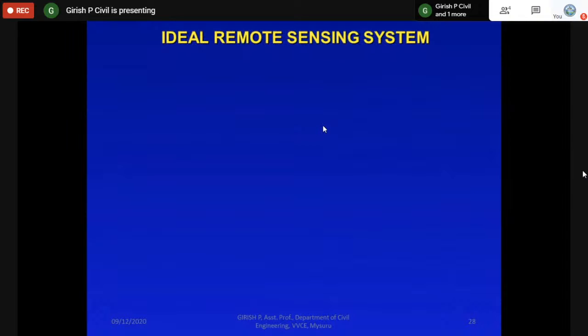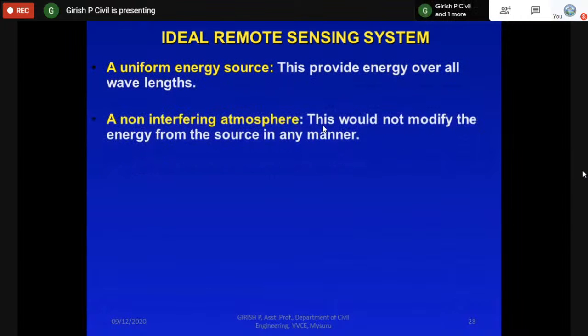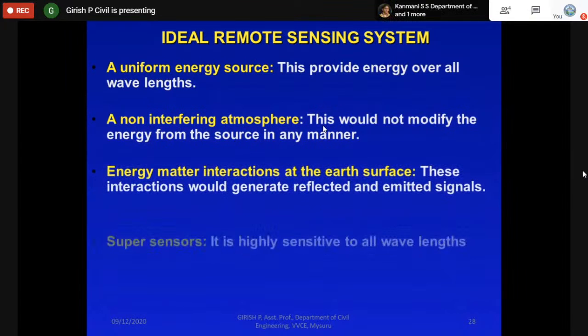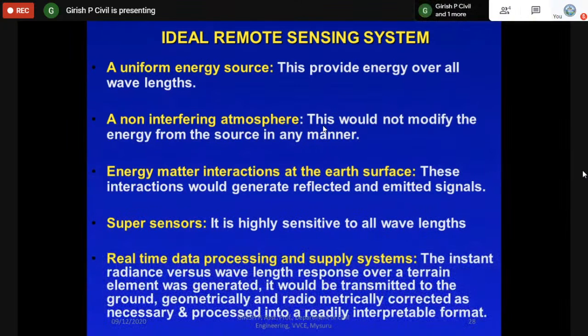With this, when we look at the ideal remote sensing process, it includes a uniform source of energy, a non-interfering atmosphere, energy-matter interaction at the Earth surface, super sensors, and real-time data processing and supply system. These are the five important components of an ideal remote sensing system. With this ideal system, we have the remote sensing process, or the collection of data.